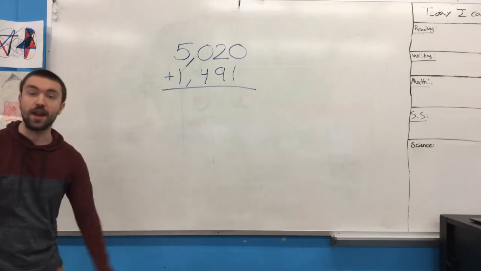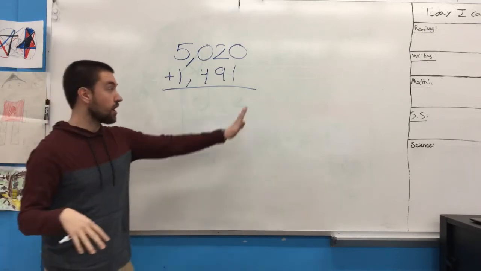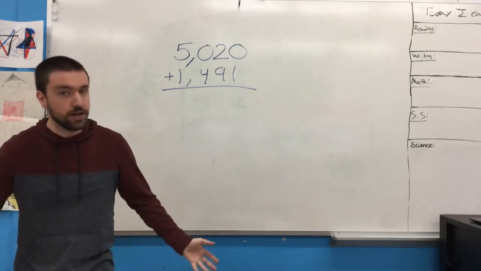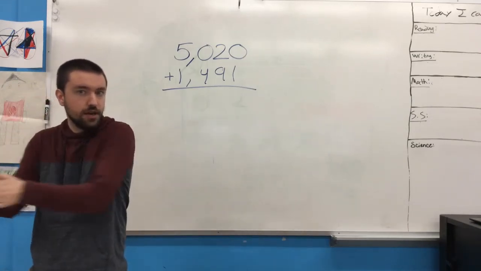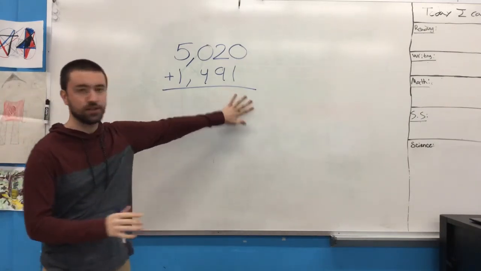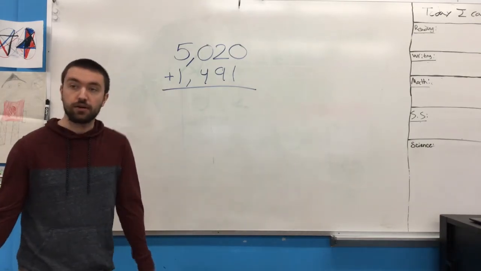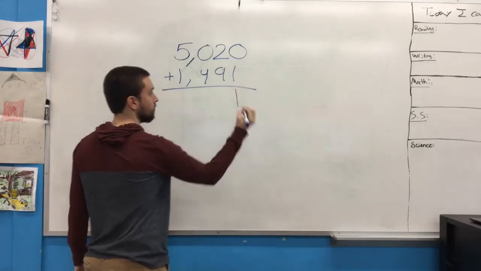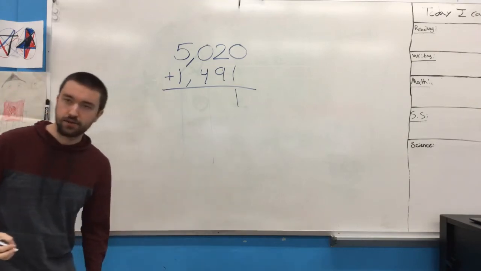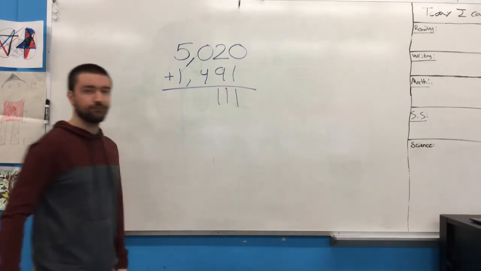Okay. Whenever we add, subtract, or multiply, the rule is you start on the right. It's the one thing where math gets a little tricky because in reading, we read left to right. But in math, when we add, we're going right to left. We always want to start in the ones place. So if we look at our ones place, we have 0 plus 1. 0 plus 1 is 1. Now we jump over to our tens place. In our tens place, we have a 2 and a 9. 2 plus 9 is 11.